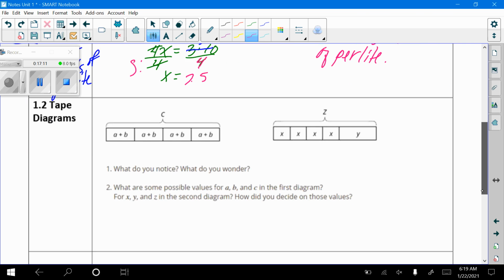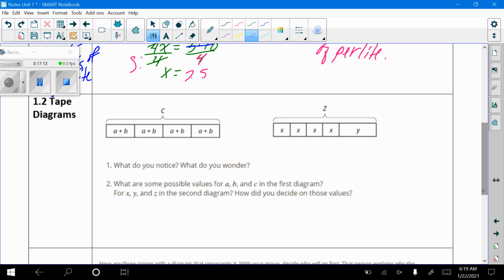All right, this next set, when we're looking at these, are tape diagrams. You'll see this on the assessment. You'll also see them, I believe, in your PFA. So when you look at a tape diagram, it's going to ask you, kind of in class, what do you see, what do you wonder, what are some possible variables, values, etc. I'm going to walk through this first one.